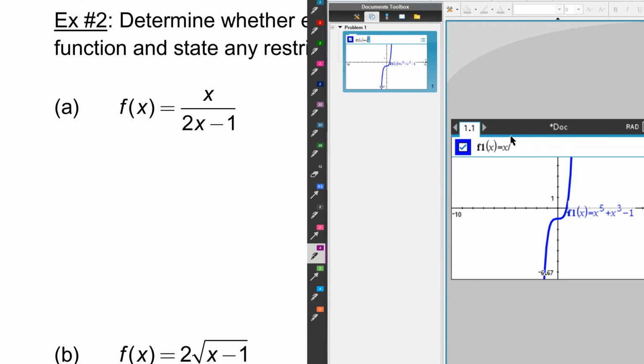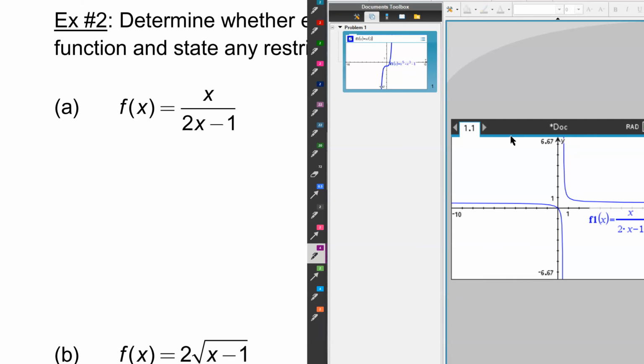So I have x divided by, and notice I'm using parentheses for 2x minus 1 because I want it to actually be 2x minus 1 on the bottom, not x over 2x and then minus 1, right? Your calculator does order of operations. That's just one thing I'm noticing. It's a common mistake. Just make sure you're using parentheses so that I'm dividing by 2x minus 1.